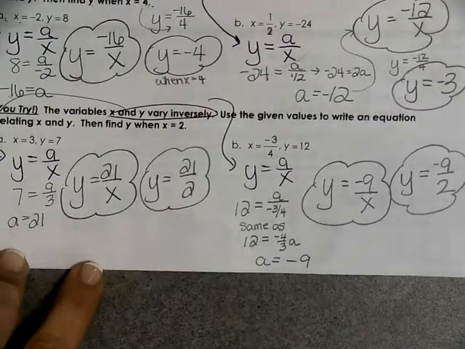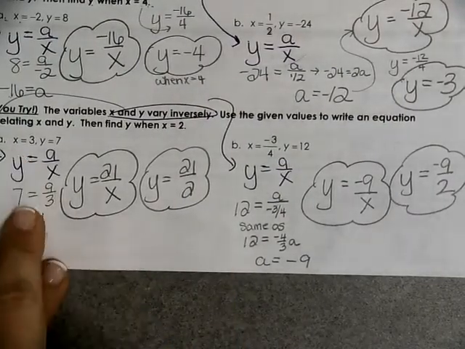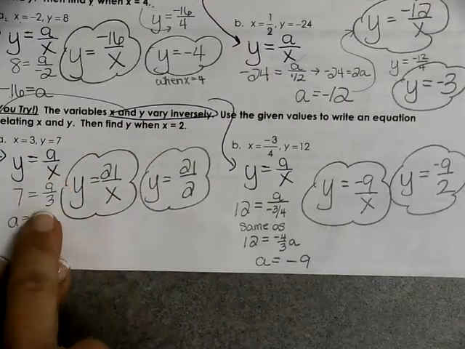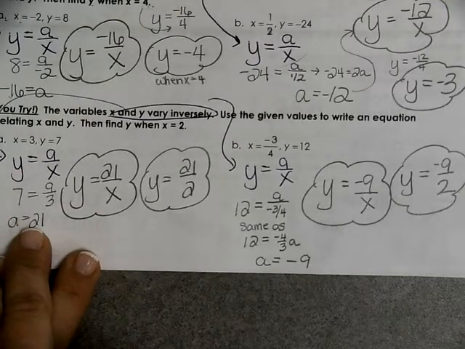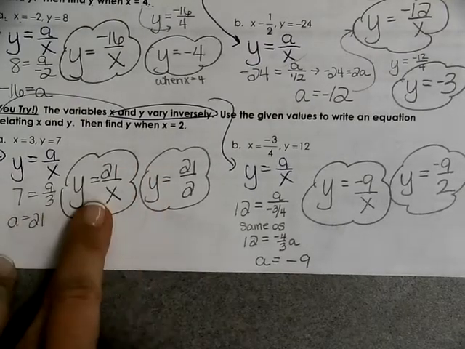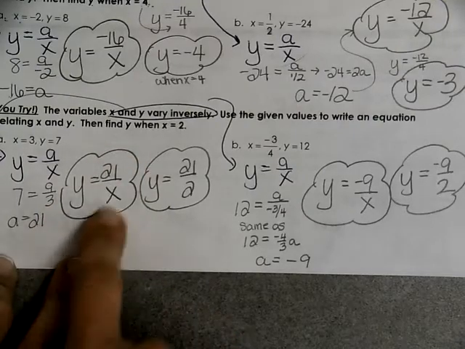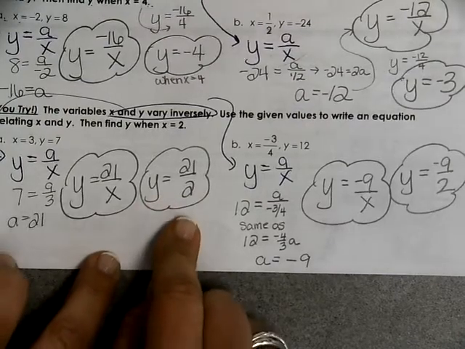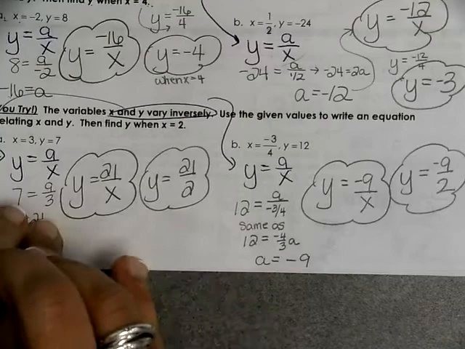Okay. So here's what I ended up with. In letter A, I just set this up since it varied inversely: 7 equals a over 3. Multiply by 3 to get a is 21. So the inverse variation equation is y equals 21 over x. Putting 2 in for x, there's not much I can do, so I just said y is 21 over 2. If you put 10.5, that's fine.